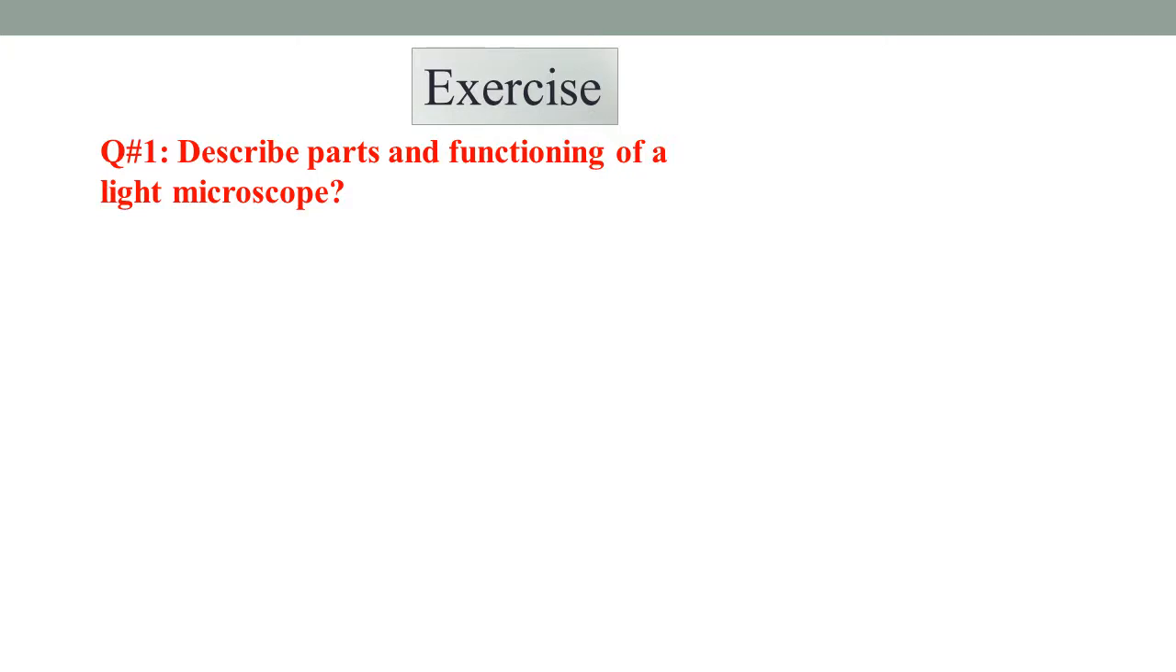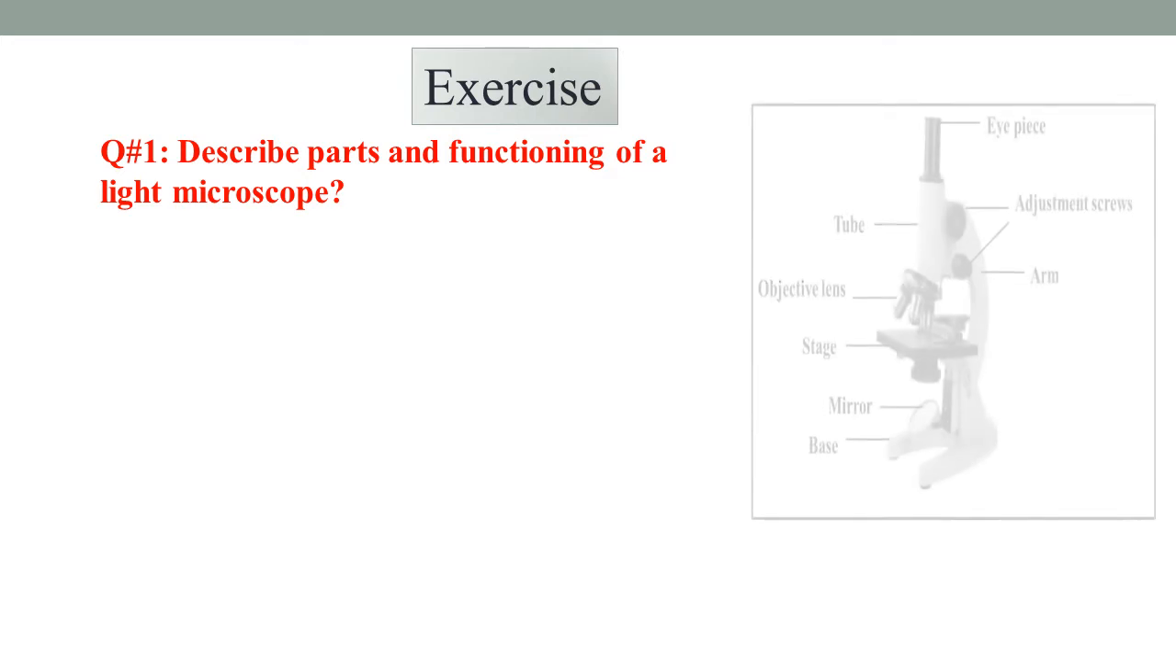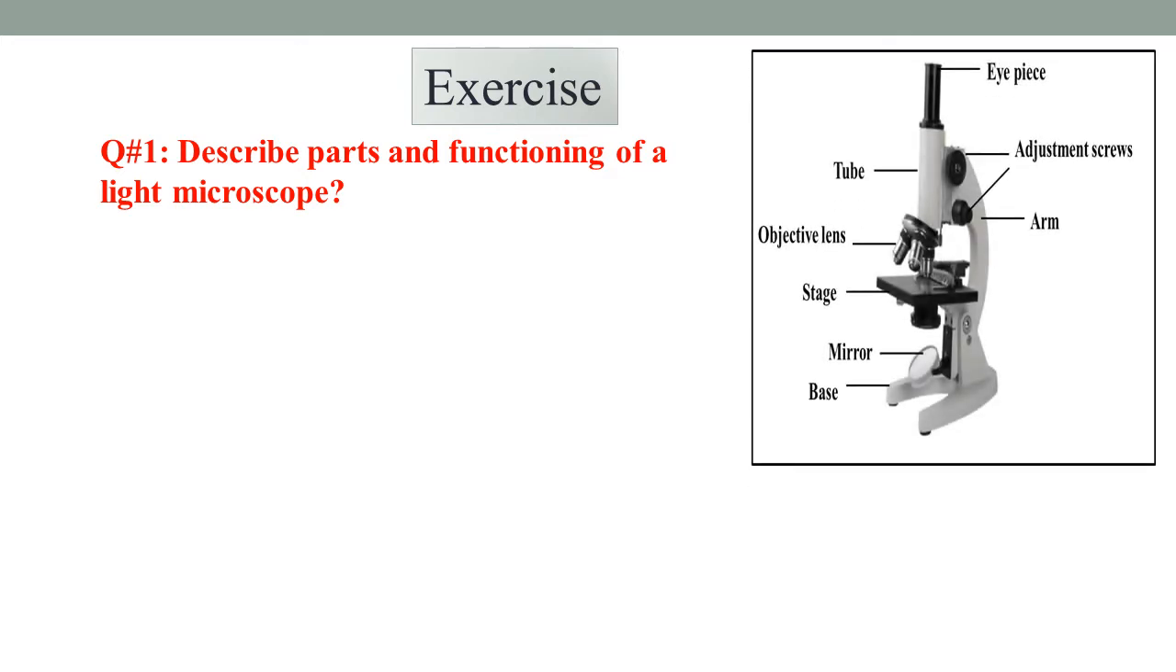Students, today we will discuss the questions that are present in our exercise. So question number 1 is describe parts and functioning of our light microscope. Here we have the diagram of light microscope. You can see that a light microscope consists of an eyepiece, tube, objective lenses, stage, mirror, base, adjustment screws and arm.